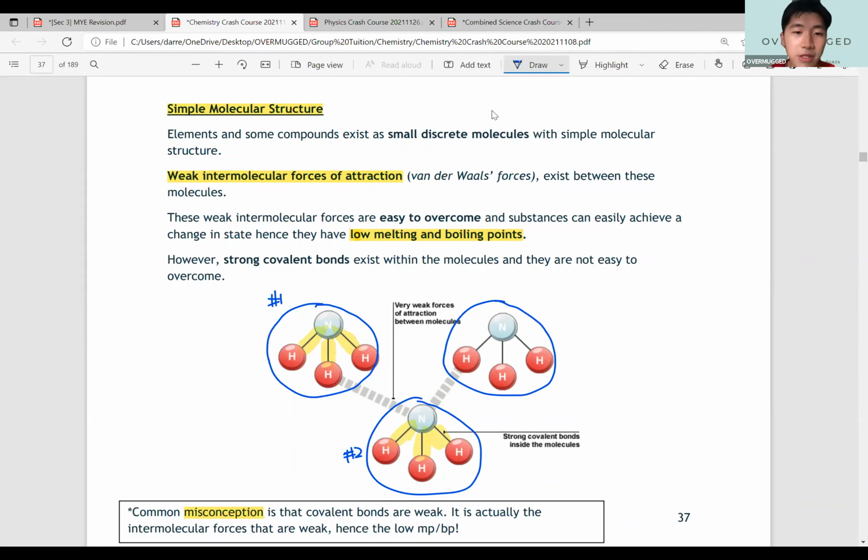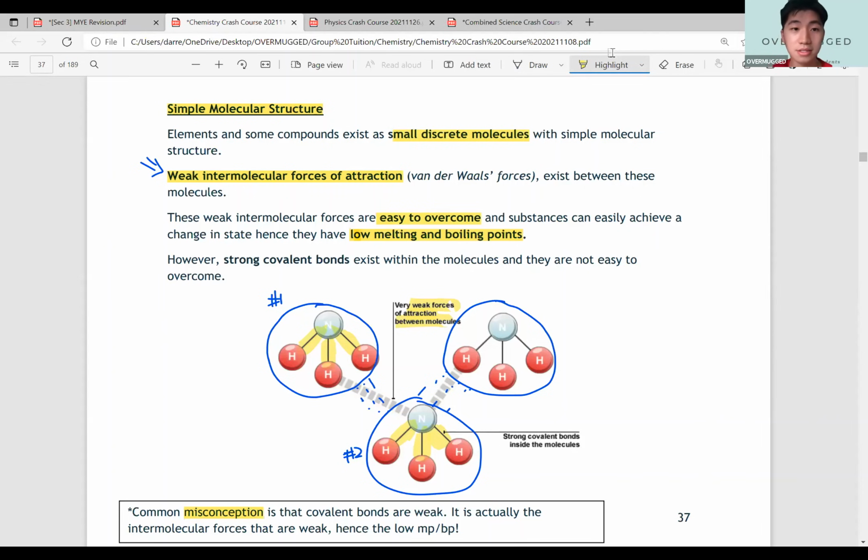But the bonding between one molecule and the other, this bonding here, the dotted lines that I'm drawing, this is very weak. This is the weak intermolecular force of attraction. Intermolecular means between molecules. So all I'm trying to tell you is this. Within your molecule, covalent bonds, they are super strong. But between one molecule and another molecule, that attraction is very weak. That attraction is very easy to overcome. Therefore, simple molecular structures have very low melting boiling points. Yes, this is the curated notes. The one that you're seeing here is just part of it.